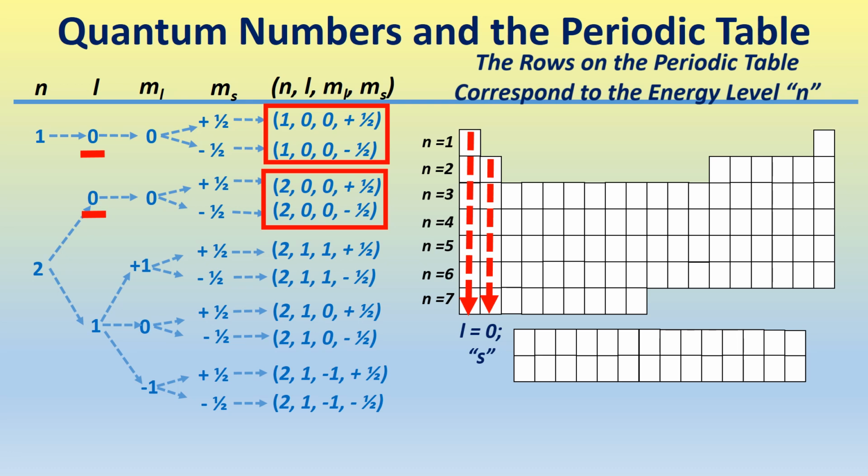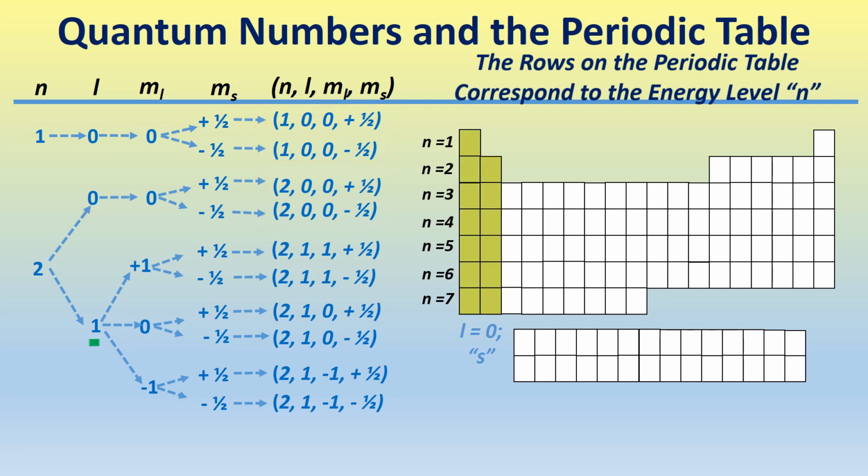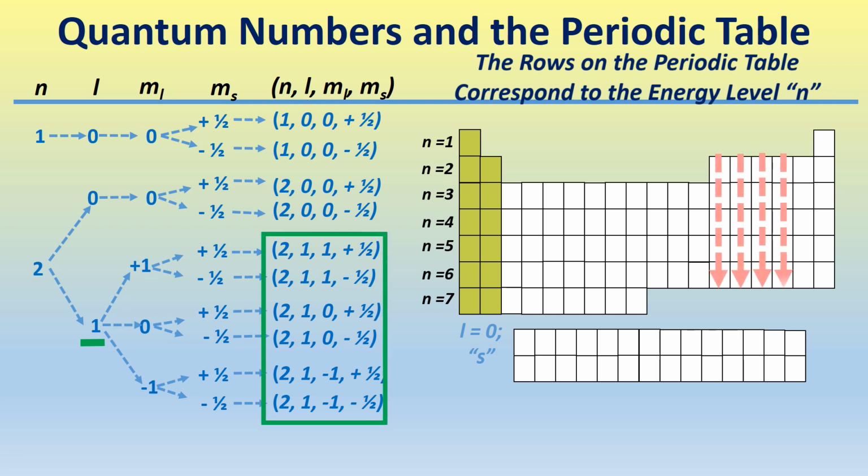Similarly, if L is 1, regardless of the value of n, there are 6 combinations. And if you look on the right side of the periodic table, there are 6 columns that are sticking up. So the p orbits are being filled in on the right side of the periodic table.